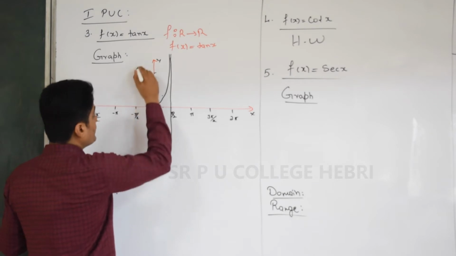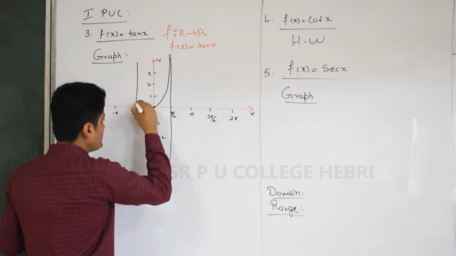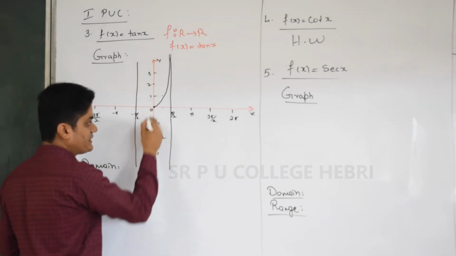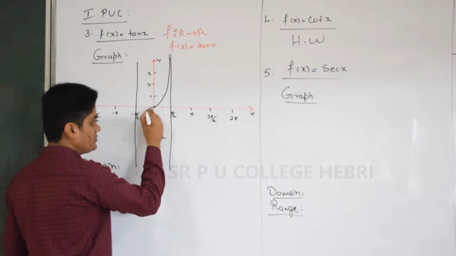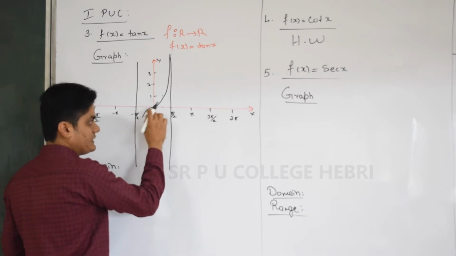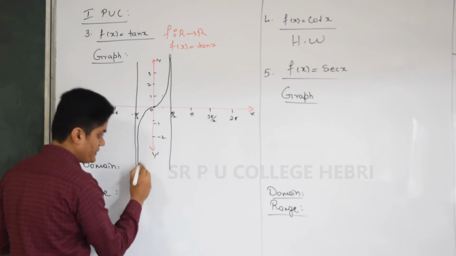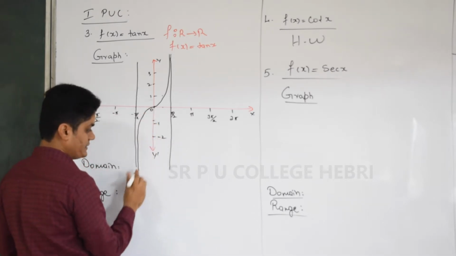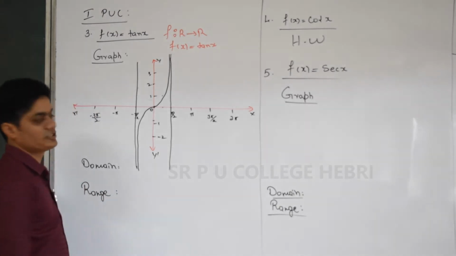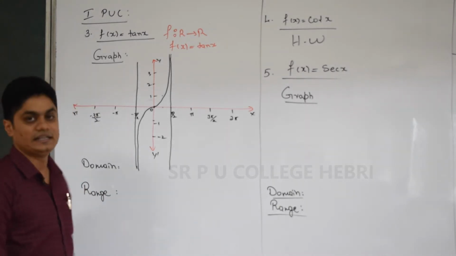Similarly, at minus pi by 2, in the second quadrant, it's just decreasing because of negative values. So first it decreases slowly, then suddenly decreases and reaches minus infinity. Slowly decreasing, suddenly decreasing, but again it does not touch minus pi by 2. So this is one part of the tan function.